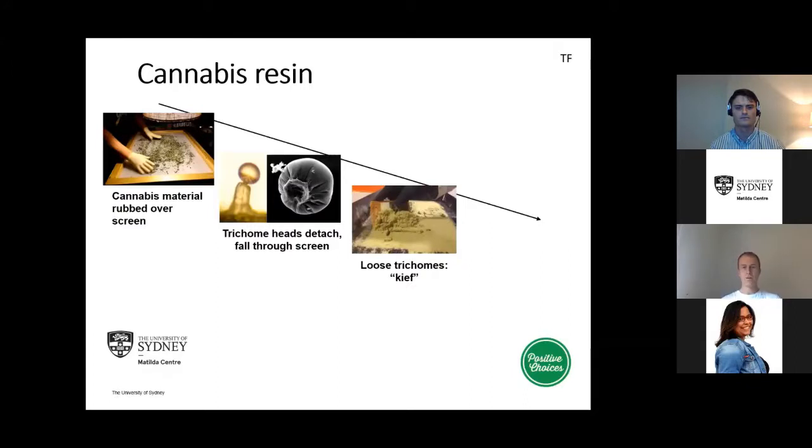This then produces a loose substance called keef, which is essentially the trichomes. This is sometimes sold on recreational markets, but it's not so common. More commonly, this substance is then pressed into resin or hashish. And so you can see here an example of resin or hashish. This often contains THC and sometimes CBD, particularly when it's produced using mixed strains. You can see the THC concentrations can be quite high with cannabis resin when compared to herbal cannabis.